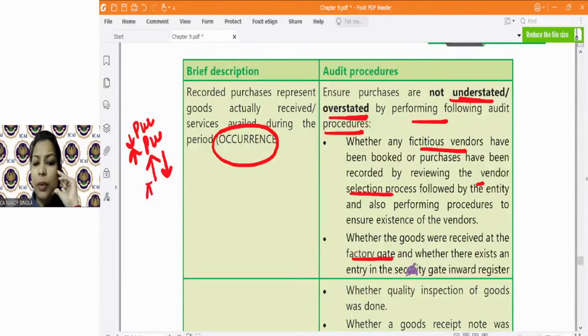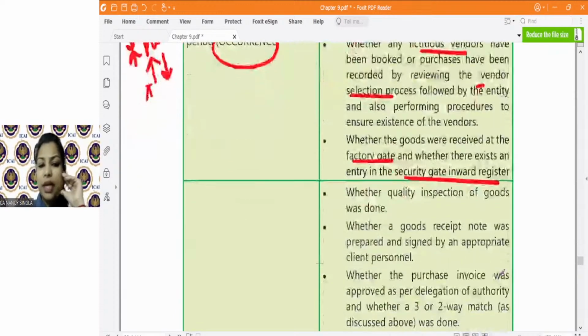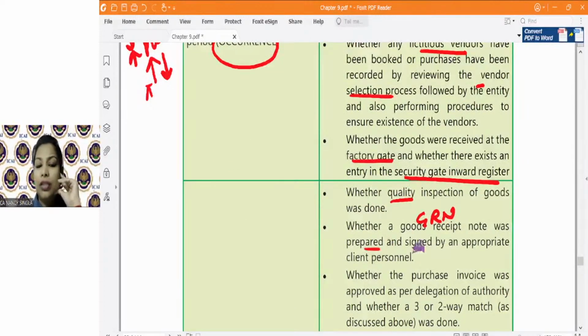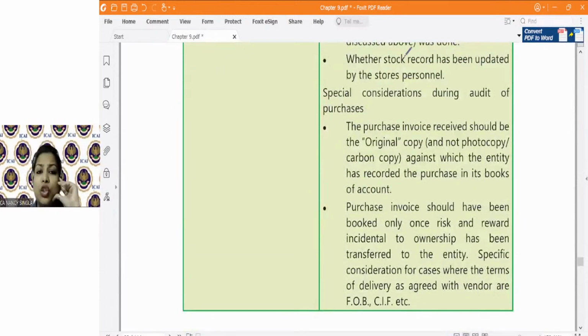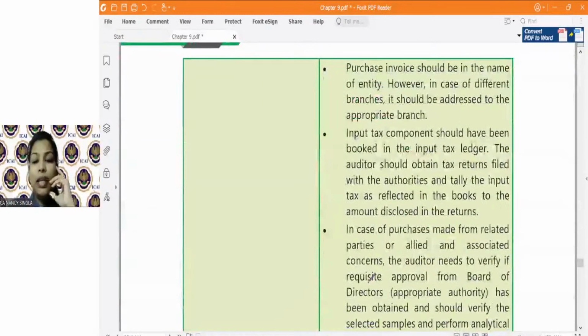फैक्ट्री गेट पे आए हैं तो वेदर सिक्योरिटी गेट इनवर्ड रजिस्टर में एंट्री हुई है नहीं, क्वालिटी इंस्पेक्शन होता है नहीं, जीआरएन कोई बनाता है और साइन करता है या नहीं, 2 वे 3 वे मैच करके देख लो, स्टॉक रिकॉर्ड अपडेट हो रहे हैं या नहीं, ऑल्सो ओरिजिनल कॉपी ही हो, it should be recorded only once, and एफओबी सीआईएफ का देख लो that for whom it is to be considered as GIT and when its purchases need to be recorded. Purchase invoice should be in the name of the company.